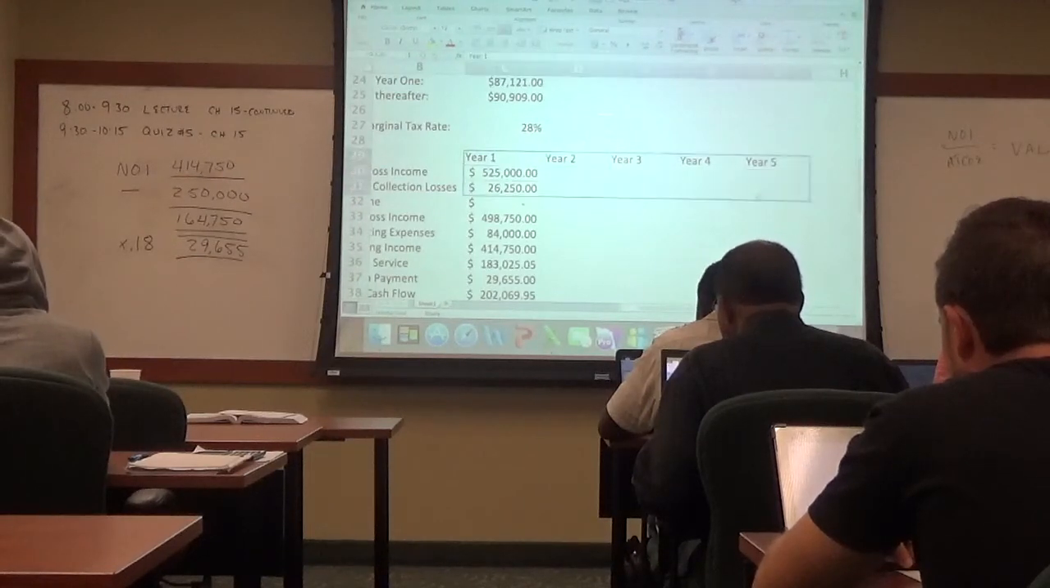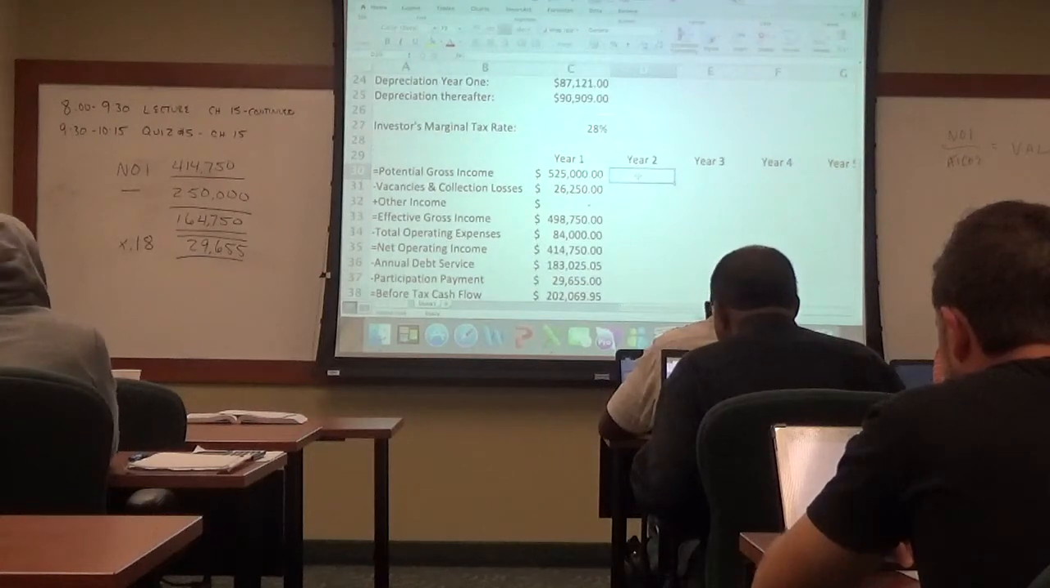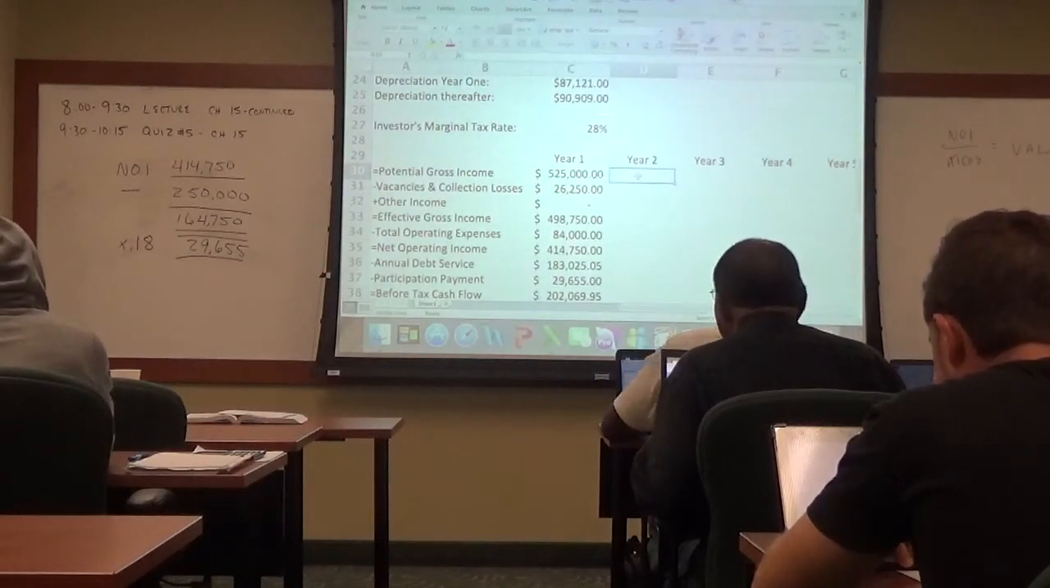So what I want you to do is to see if you can figure out how to match up with the numbers. Now that we've done the full first year, see if you can figure out the second year through the 5th year. Now what you're going to have to do, starting off with potential gross income, is you're going to have to apply a growth rate to the rent.